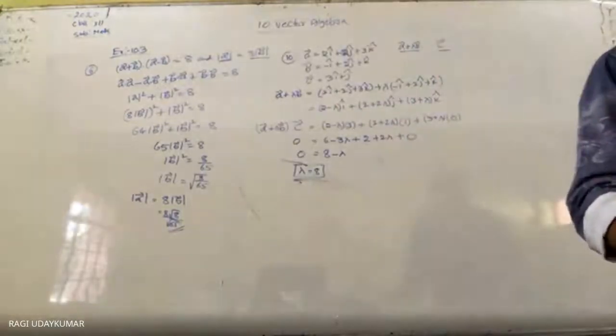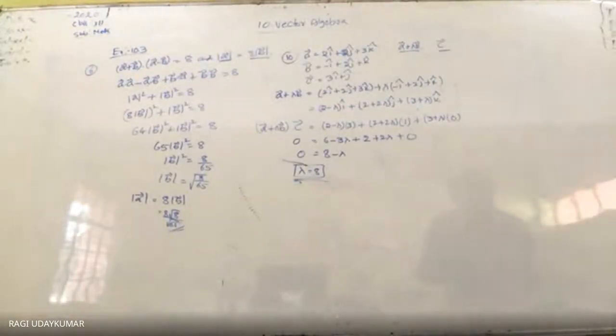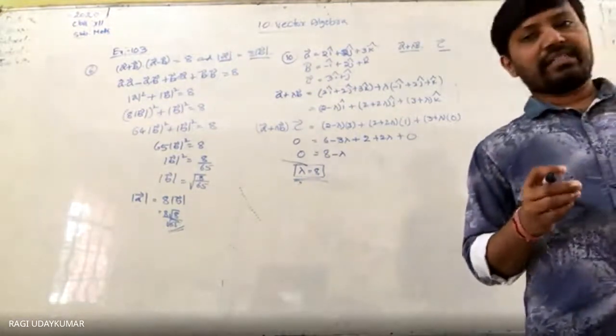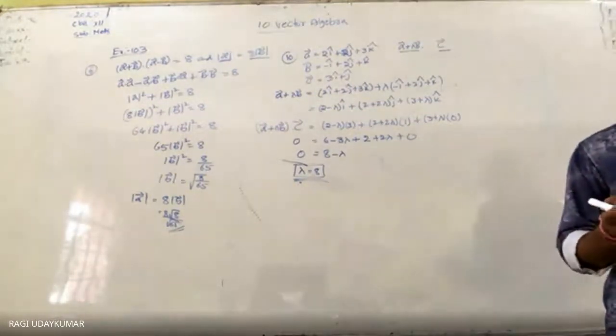This problem is simple, it is not that complicated. Next. The 11th one: show that the two vectors are mutually perpendicular vectors. Just consider their dot product.